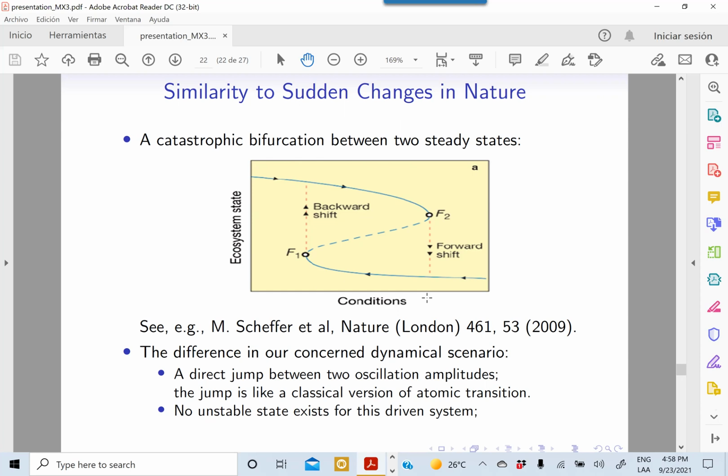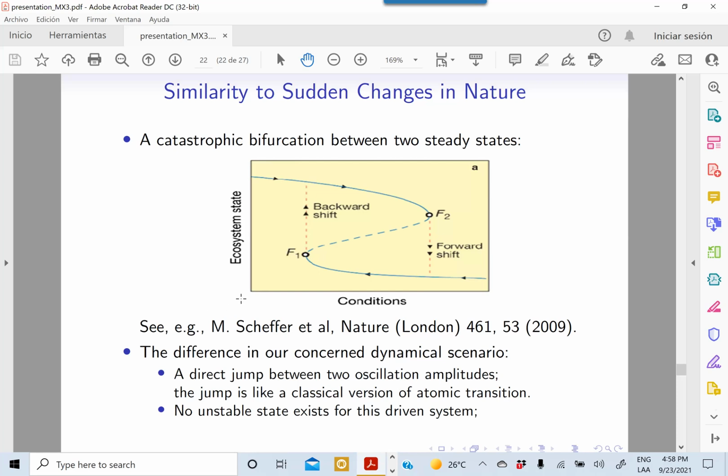Our concerned dynamic process can also be called a catastrophic bifurcation, but there's something different. One difference is a sudden transition between two oscillations. Just like a jump, if we focus on the mechanical oscillator, the moving mirror, in the breathing mode, the vibration amplitude just jumps from one to another. This sudden jump is like a classical version of an atomic transition from one level to another level. It's quite funny to see that.